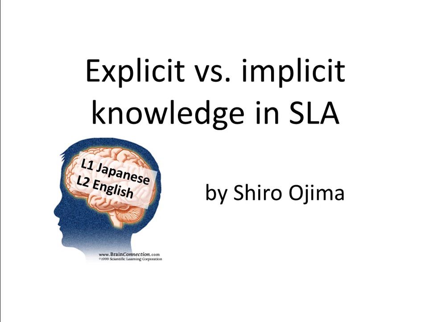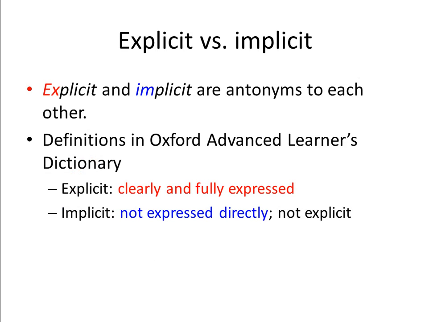Okay, let's begin. The topic of this video is explicit versus implicit knowledge in second language acquisition. In this video, I want you to remember these two words, explicit and implicit, at least. So let's begin. To begin with, let me explain these two words. Obviously, explicit and implicit are antonyms to each other, so they mean opposite things.